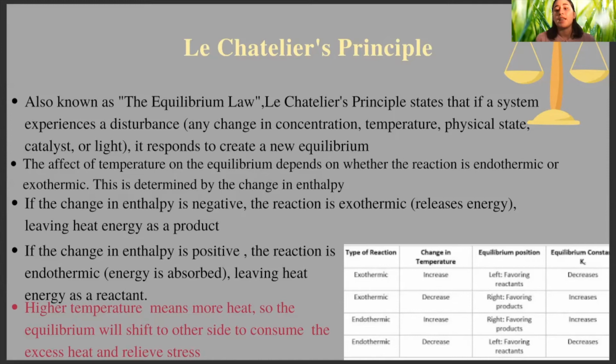But if the enthalpy is positive, the reaction is endothermic and it absorbs the energy, leaving the heat as a reactant. So whichever side you're on, endothermic or exothermic, higher temperature means more heat. So the equilibrium will shift to the opposite side and consume the excess heat to relieve the stress. As you can see in this table, in exothermic and endothermic, when you increase the heat, the equilibrium shifts to the opposite side of the product or the reactant.